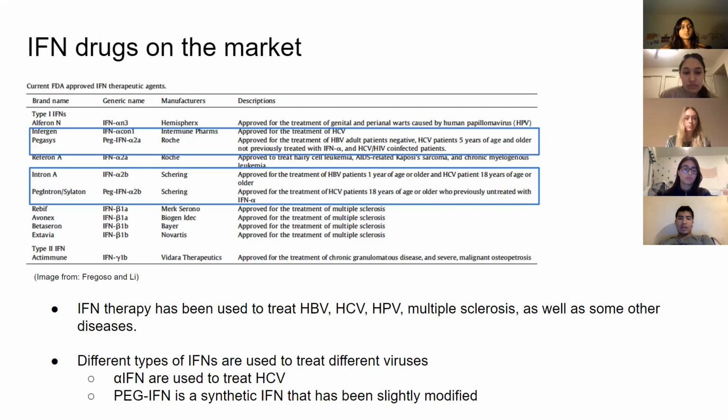And in this slide, we have a list of the current FDA (Food and Drug Administration) therapeutic agents that are used to treat patients with different diseases. In this table, interferon therapy has been used to treat hepatitis B, hepatitis C, human papillomavirus, multiple sclerosis, as well as other diseases. We can see in this table that different types of interferons are used to treat different viruses. The types of interferons that have been used for hepatitis C are those that are boxed in blue, listed under generic name, which happen to be different types of alpha interferons. Next slide.